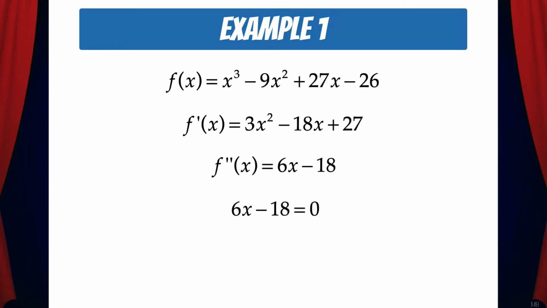Then we'll set that second derivative equal to 0 and solve for x. And when we do that, we get x equals 3. Now let's place x equals 3 on a number line and chart the signs for f double prime of x. Any number we plug in to the left of x equals 3 would produce a negative second derivative, and any number we plug into the right would produce a positive second derivative.